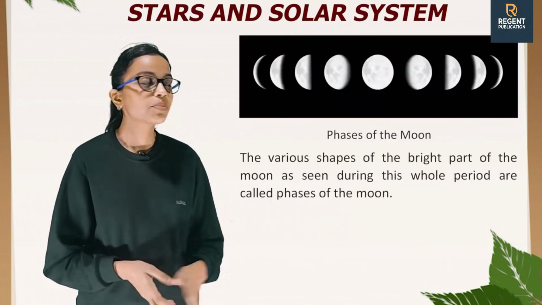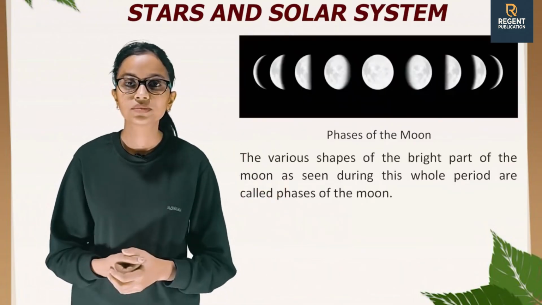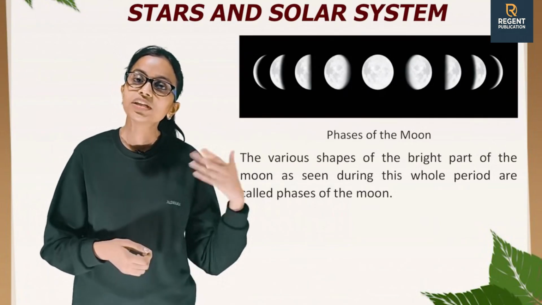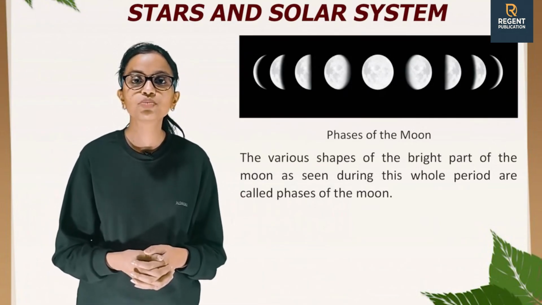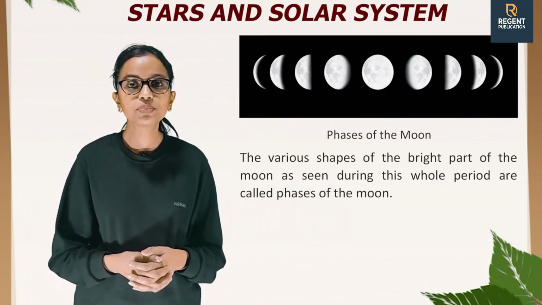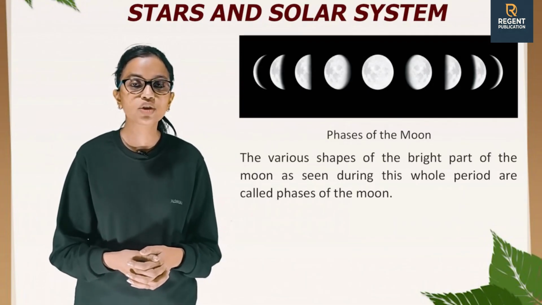This is the picture of the phases of the moon. The various shapes of the bright part of the moon as seen during the whole period are called phases of the moon.